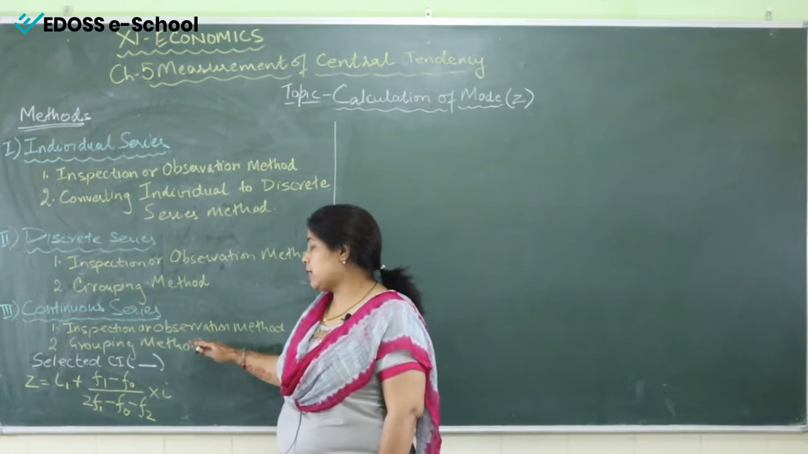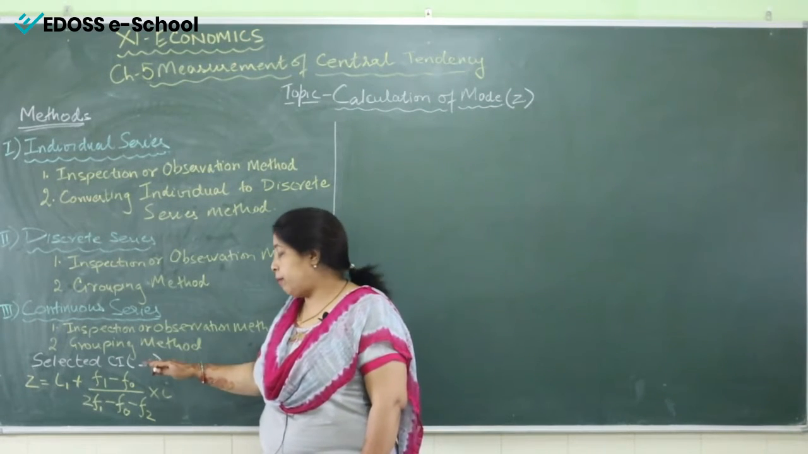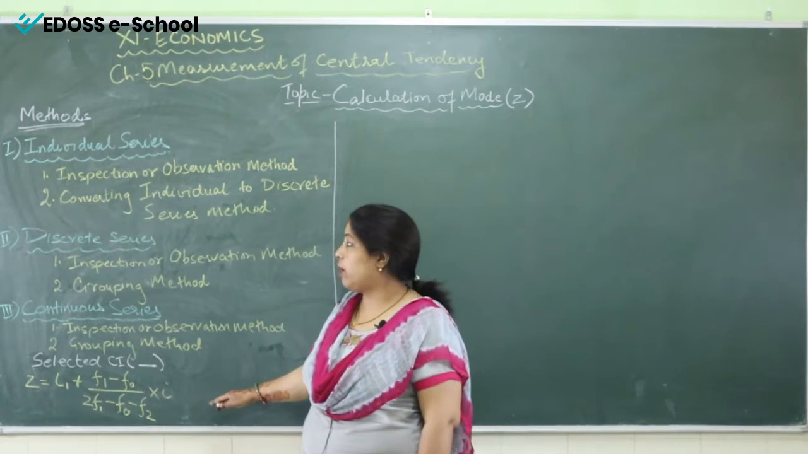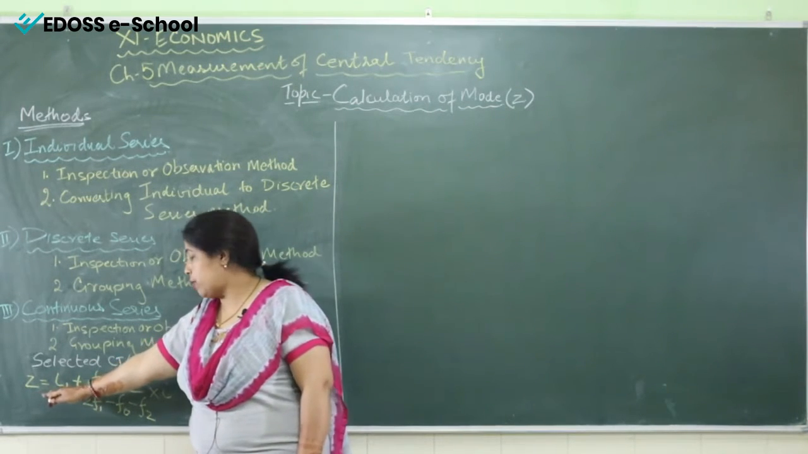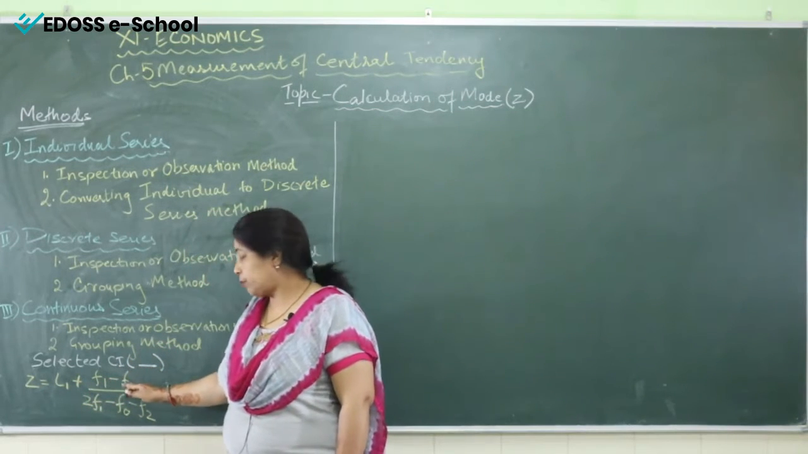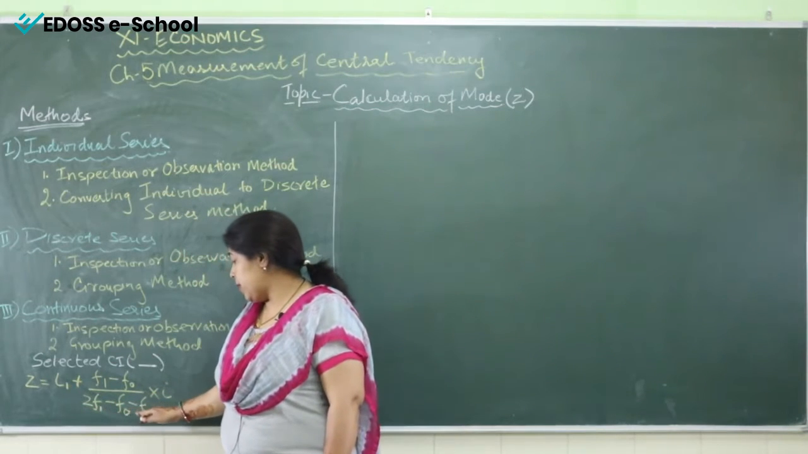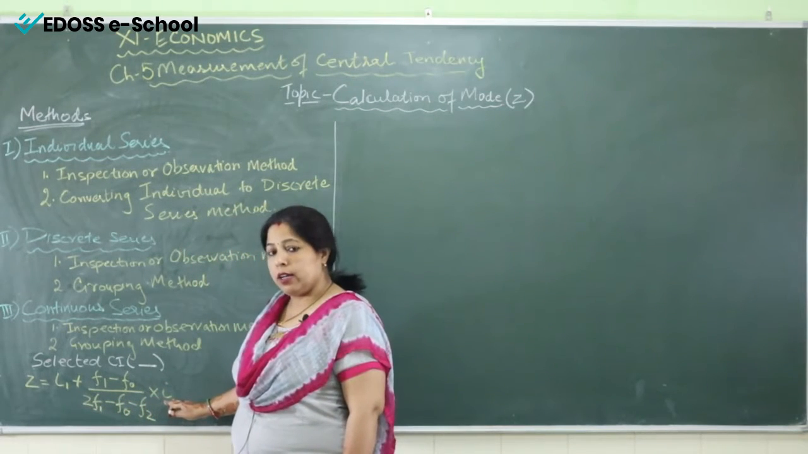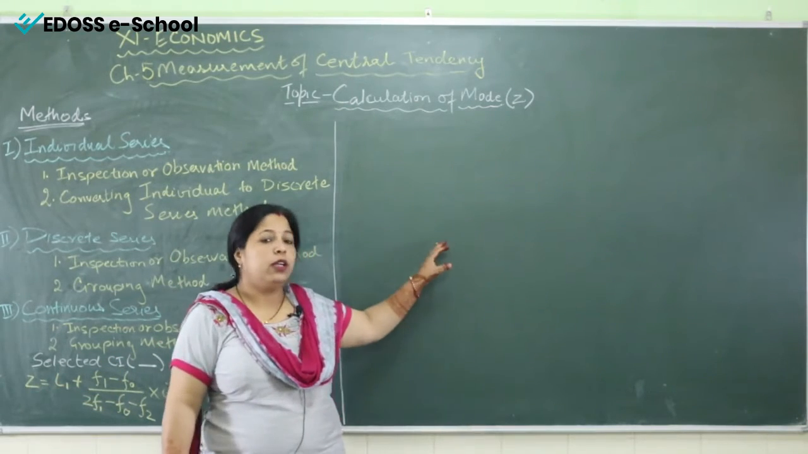From these two methods we select the class interval, and after selecting the class interval we make use of a formula to calculate mode, and the formula is Z, that is mode, is equal to L1 plus F1 minus F0 upon 2F1 minus F0 minus F2 into I. We are going to have a detailed look at the formula while doing the numerical.